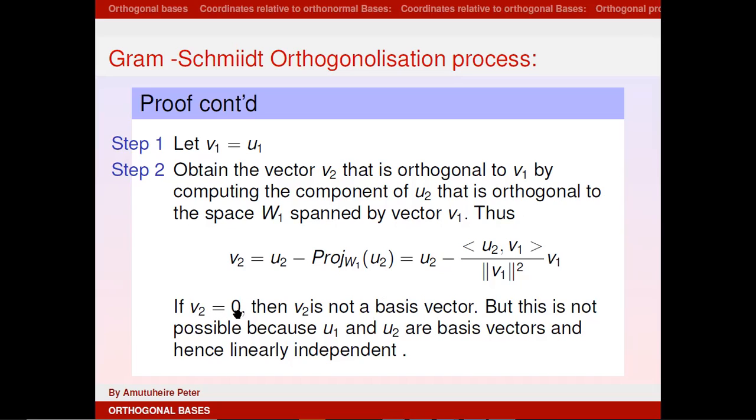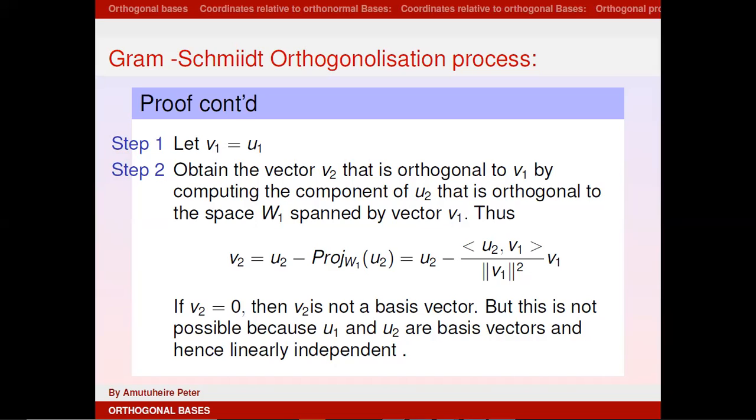If V2 is 0, then it means V2 is not a basis vector, because in a basis we have non-zero vectors. But this is not possible because U1 and U2 are basis vectors, and hence they are linearly independent. So when U1 and U2 are linearly independent, it means V2 cannot be a zero vector.